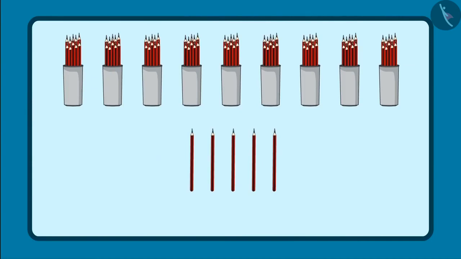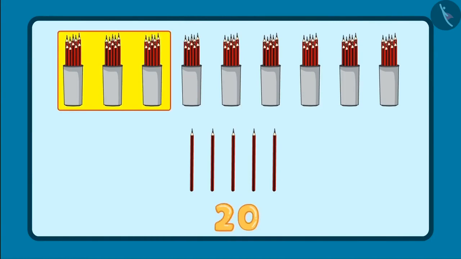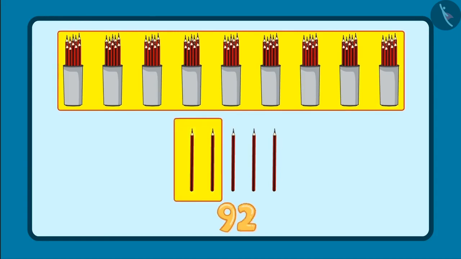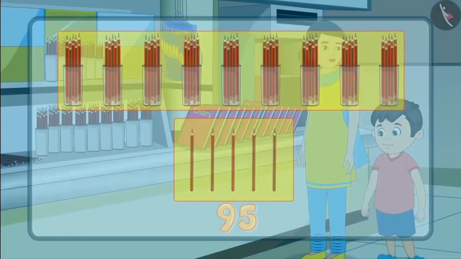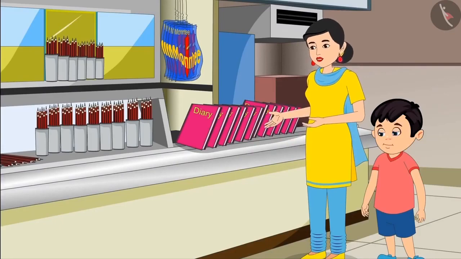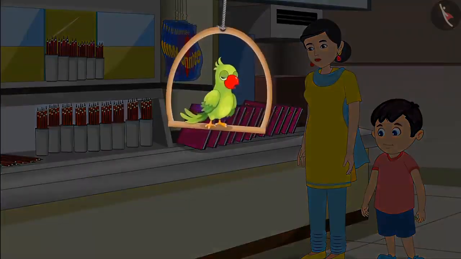So to give 95 pencils, I have to give 10, 20, 30, 40, 50, 60, 70, 80, 90 and 5 loose pencils. So that is 91, 92, 93, 94, 95. Yes, Chotu. You are absolutely right. But if there were only loose pencils, then it would have taken a long time. That's why here the pencils are also kept in bundle of 10.